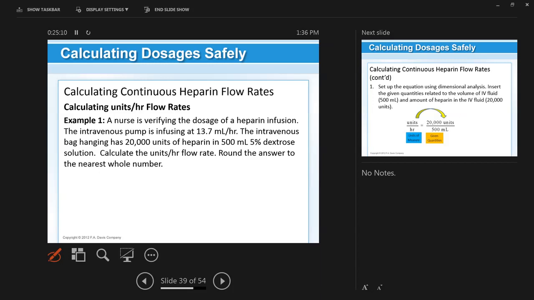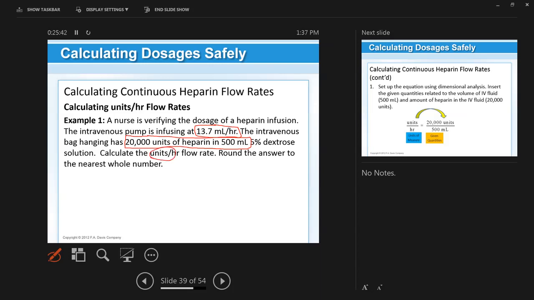So a nurse is verifying the dosage of a heparin infusion. Your IV pump is infusing at 13.7 milliliters per hour. Your bag that's hanging from pharmacy tells you that the concentration is 20,000 units of heparin per 500 milliliters. And then I'll just highlight this because we need to know this. 13.7 mils per hour is what our pump is set at. Our question's asking us, how many units are infusing per hour?